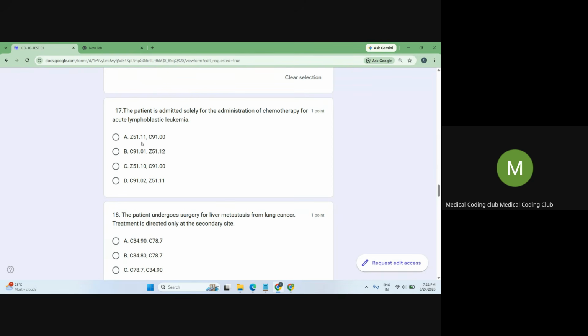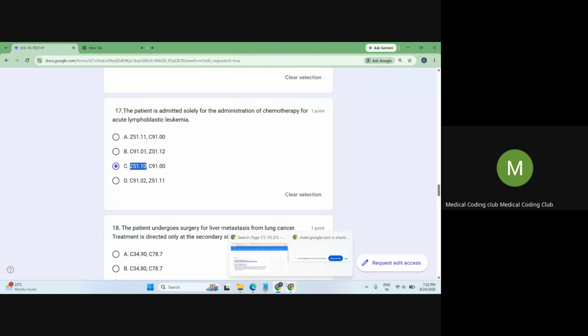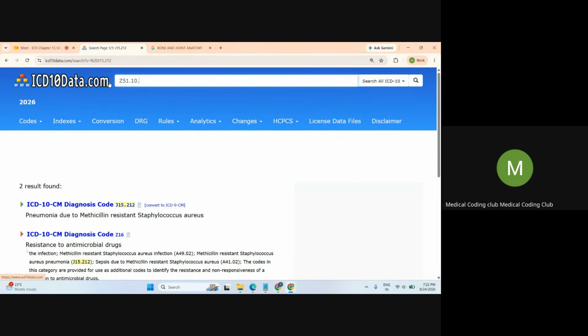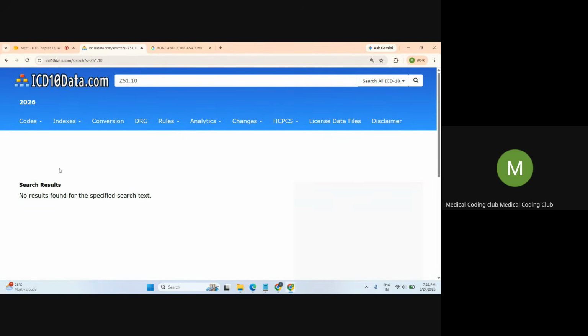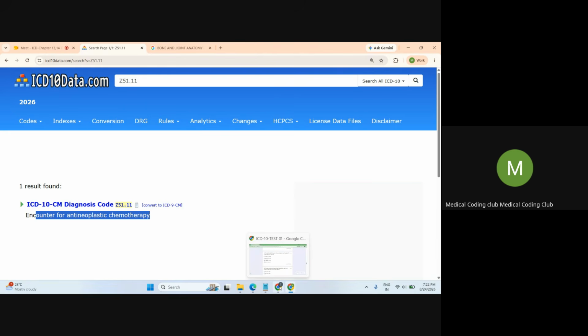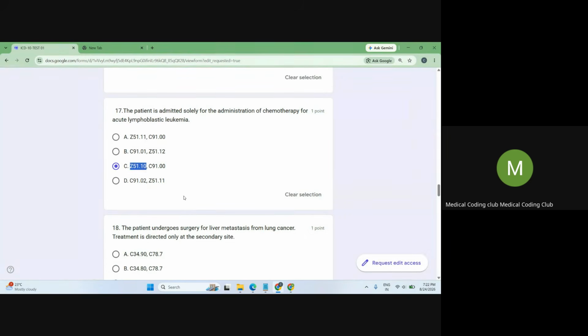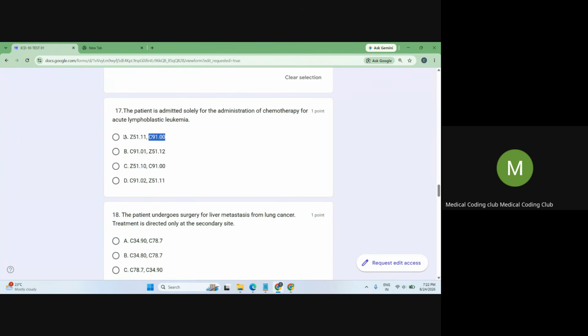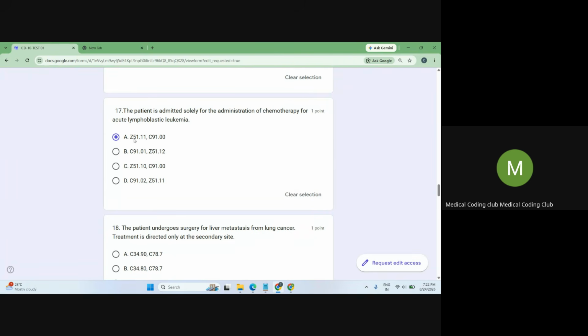So check the chemotherapy code. Z51.10 or 11, you can check. So encounter for antineoplastic chemotherapy is Z51.11. So you will be assigning Z51.11 with C91.00. This is the acute lymphoblastic leukemia code. So you know the guideline. You are going to sequence PDX as the chemotherapy code, and then you're going to code your cancer code.